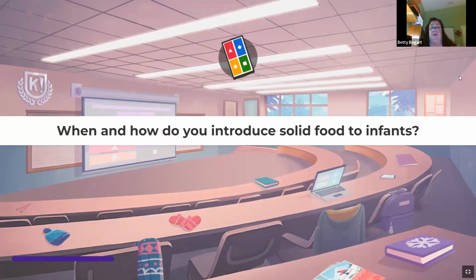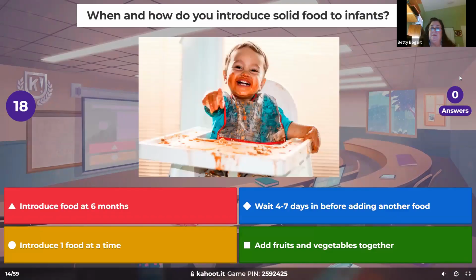Another multi-select. When and how do you introduce solid foods to infants? That's a picture of what my son used to look like after dinner every single night. That's why bath time was after dinner.